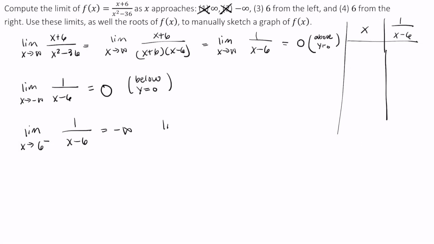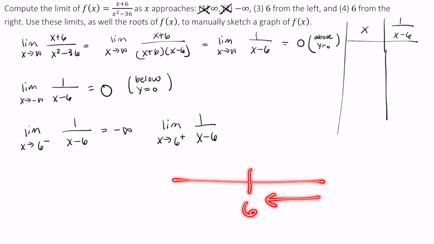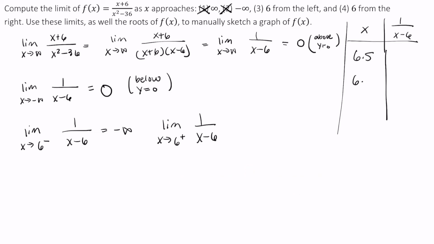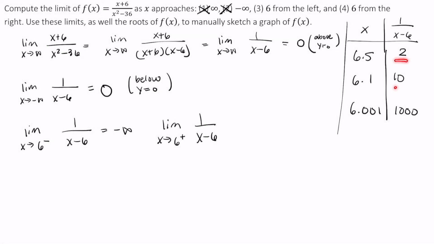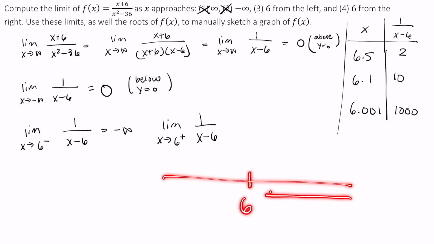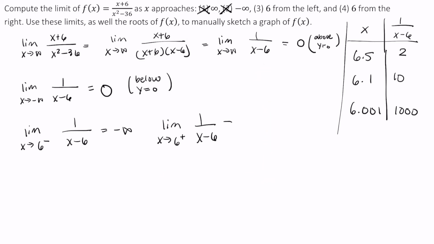We can do the same thing for the limit as x approaches 6 from the right of 1 over x minus 6. So now we're approaching 6 from this direction. And so I'm going to leave it to you to try 6.5, 6.1, 6.001. You should have gotten these values 2, 10, and 1,000. So as the x values approach 6 from the right, our function is getting more and more positive. That is, it's growing without bounds. So that's infinity.